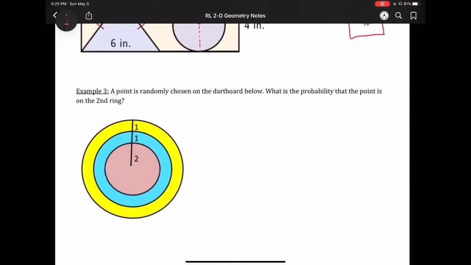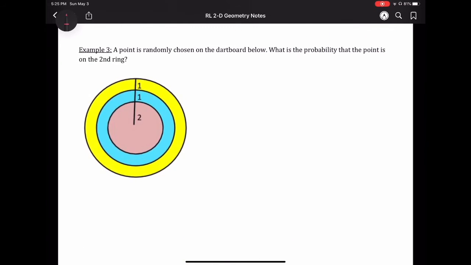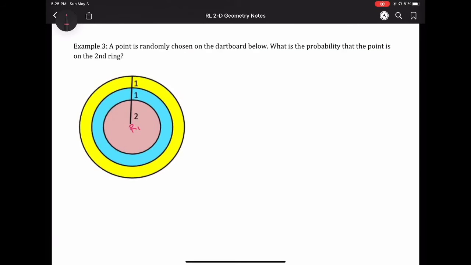All right, example 3. Example 3 says, a point is randomly chosen on the dartboard below. What is the probability that the point is on the second ring? Okay, so regardless of if you start in the center and call this ring 1 and go out, or start on the outside, ring 2 is always going to be that blue ring. So I need to figure out the area of just the blue ring.